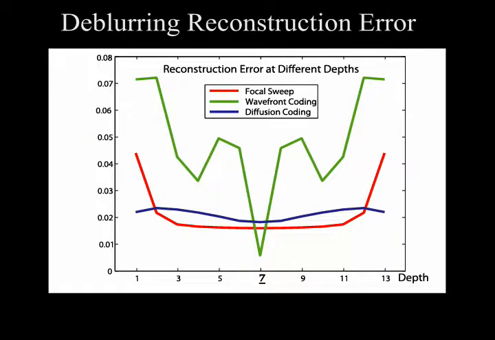This plot shows the reconstruction error for each camera as a function of depth. Note that the diffusion coding curve, shown in blue, produces the least variation in reconstruction error.